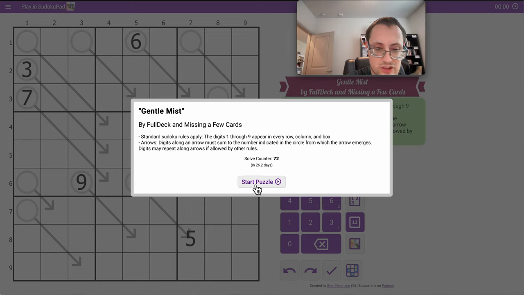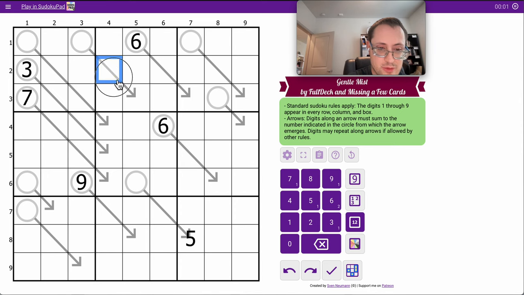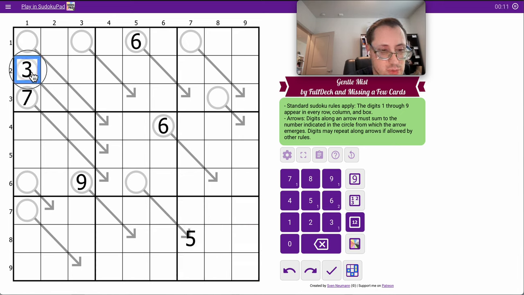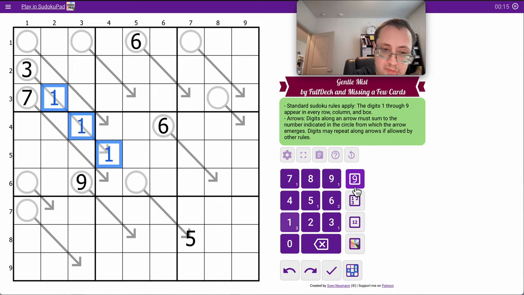It's called Gentle Mist. I have some arrows here, and standard 1 to 9 have to appear in row, column, and 3x3 outlined region. So I'll start by, I've got 3 in 3 cells, they have to be 3 ones.